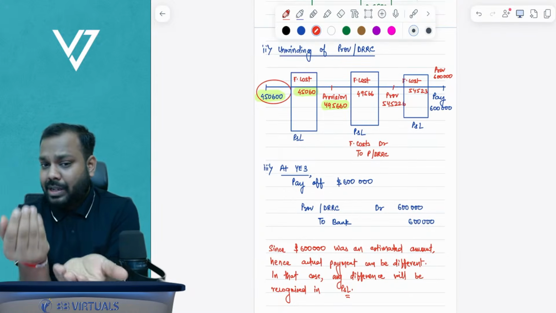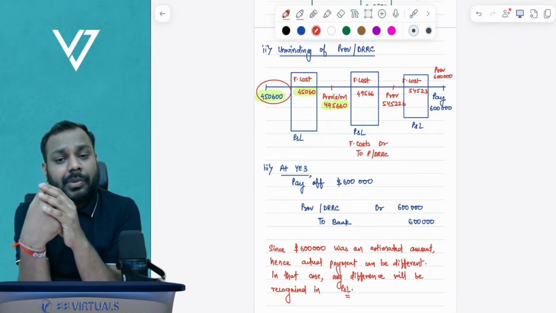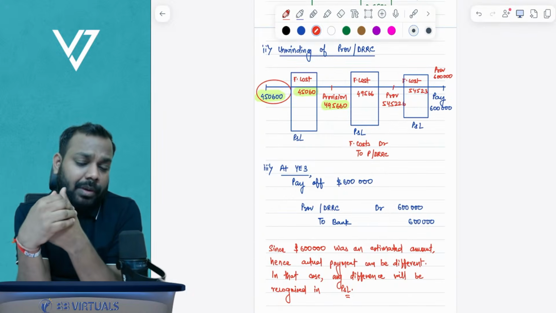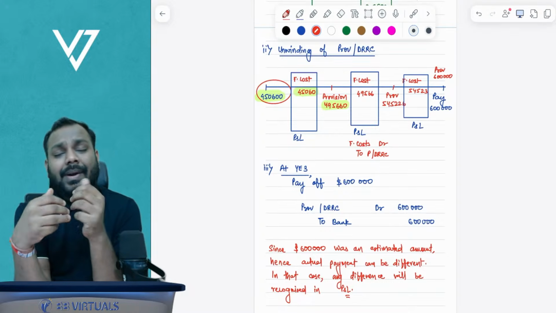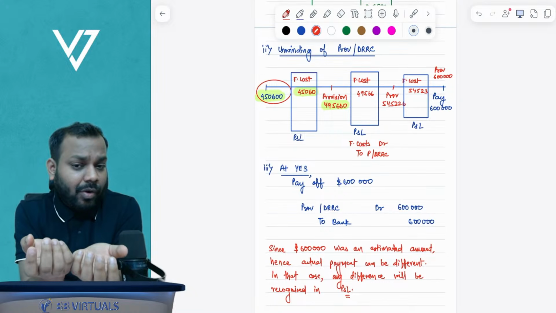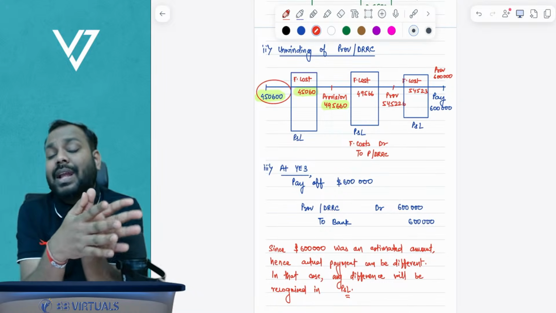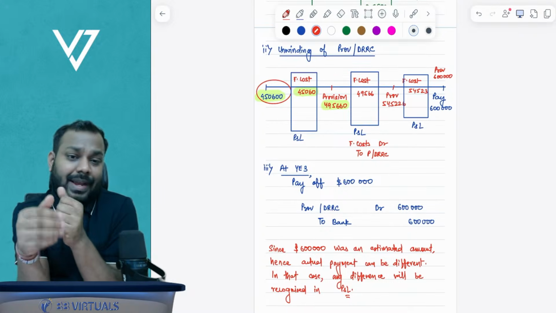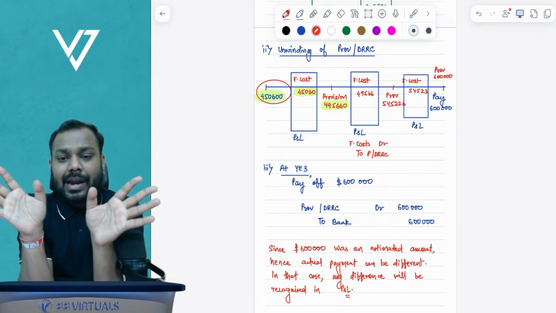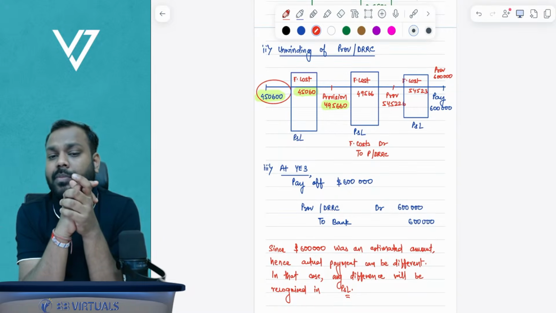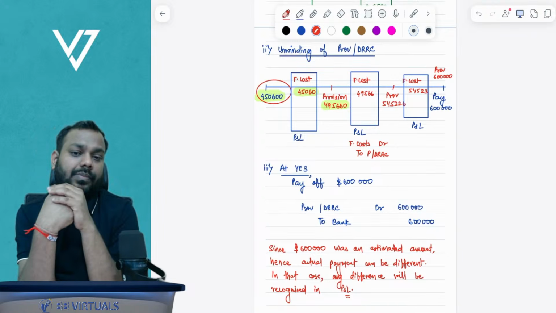Point number 3, at the end of the life of the asset, when you are actually required to pay these decommissioning costs, you will pay them off. The entry will be provision for decommissioning cost account debit to bank. But since these costs are estimated, the actual payment can be different from what we estimated. In case of that difference, the difference will be recognized in P and L. Is that clear to all of you? Come on guys, please tell me. Is it clear to everyone till here?